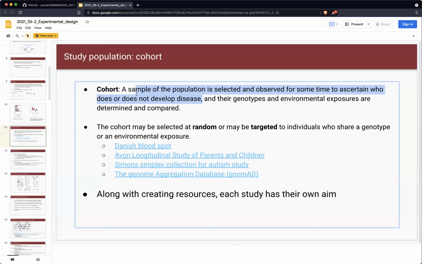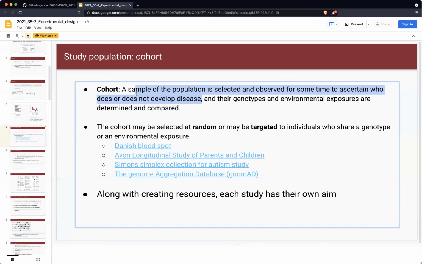So in that case, you specifically call it a cohort, then you collect the information and track whether those people have the disease at a certain time point or not. And this is obviously impacted by genotype or environmental factors, right? So a cohort may be selected randomly, or sometimes selected for a certain purpose, right? So we say targeted.